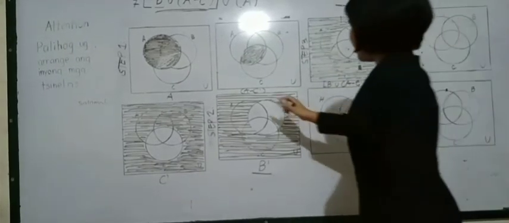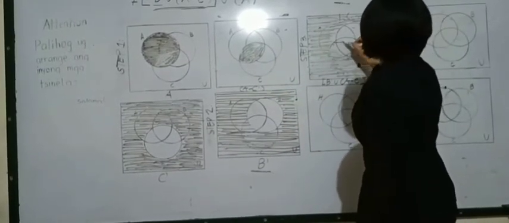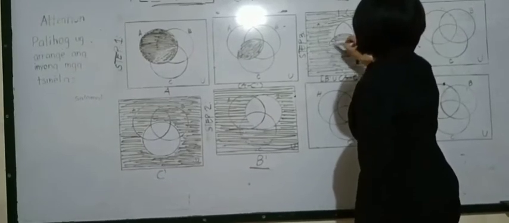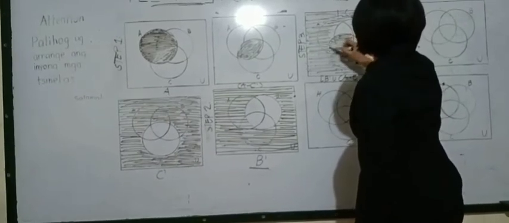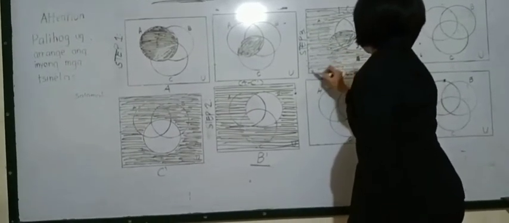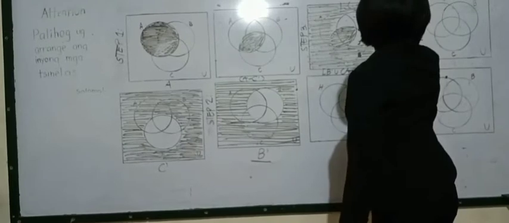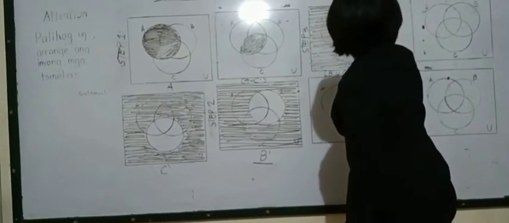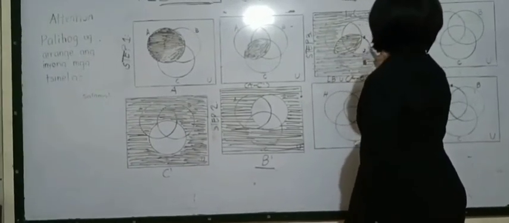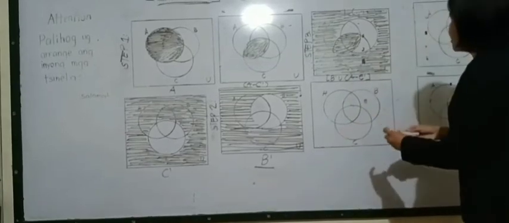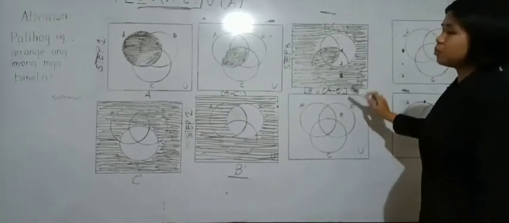Next is A minus C prime. So this is the shaded area. So let's go shade this area. This is the shaded area of the set B prime union A minus C prime.